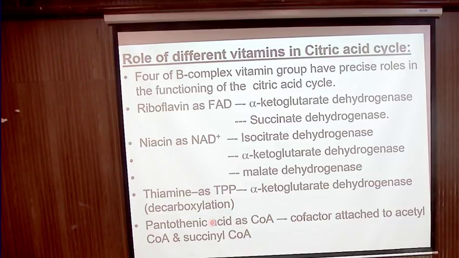So it's a combination question from vitamins and from the TCA cycle. I just put it here because a question like this can appear as the role of these vitamins in the TCA cycle. Each of them is important.